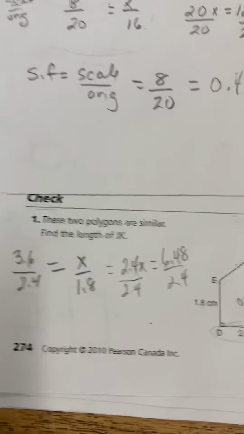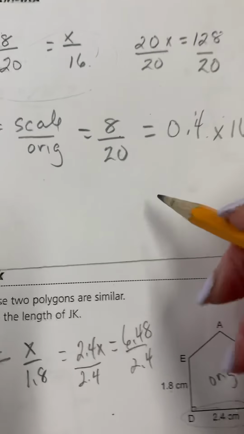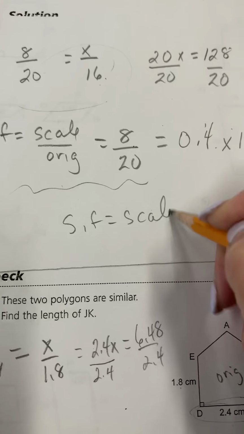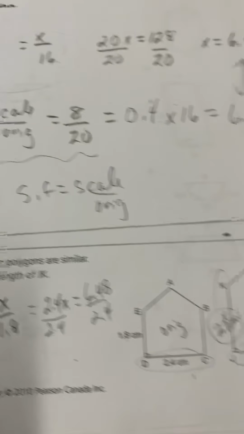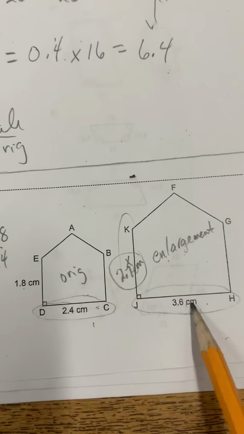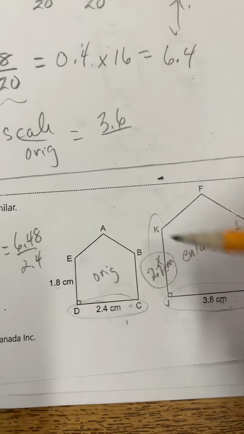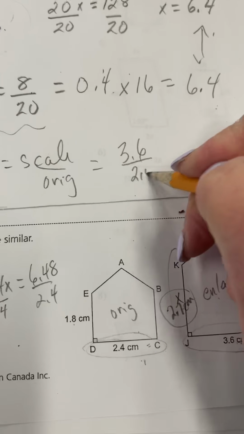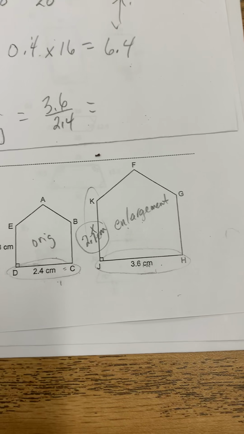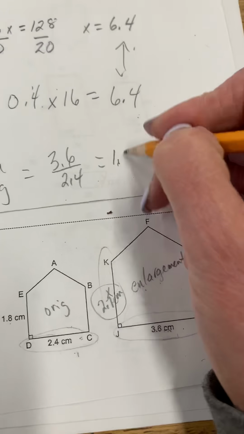The other way we could do this is we could have found scale factor. I'm kind of running out of room here, so I think I'll go back up here. How do we find scale factor? We find scale over original. The original is this one here, and the enlargement is this one. So we're going to go 3 6/10 divided by the corresponding side, which was 2 4/10. When we do that, it should be greater than 1, right? Because it's an enlargement. And we get indeed that our scale factor is 1 5/10.